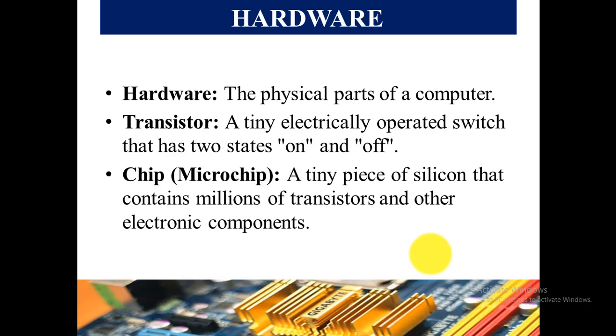Chips. There are multiple chips in a computer. It can be a microchip, or we also call it a microprocessor. This is basically a tiny piece of silicon material that contains millions of transistors and other electronic components. The processor, or microprocessor, is also a chip.